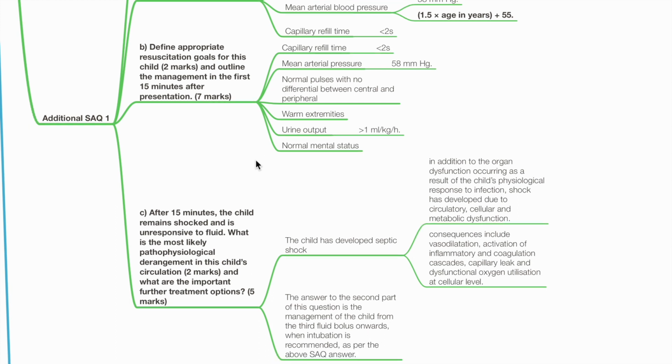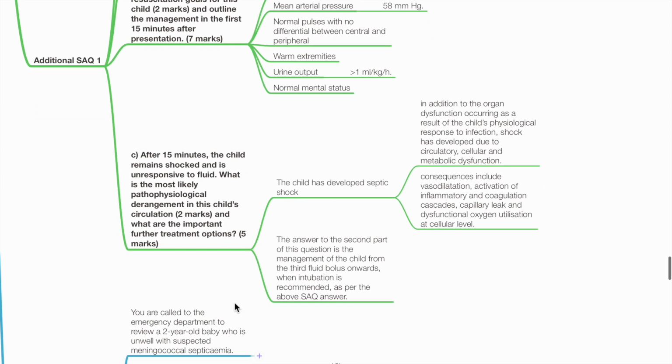Answer for initial management has been discussed in the previous SAQ. C. After 15 minutes, the child remains shocked and unresponsive to fluid. What is the most likely pathophysiological derangement in this child's circulation, and what are the important further treatment options? The child has developed septic shock.